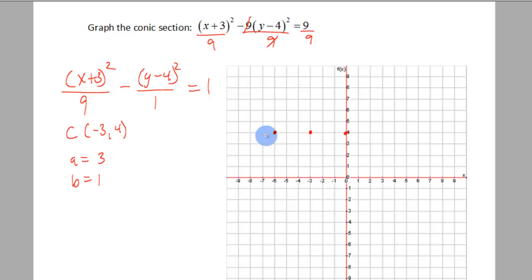I can draw it almost right now, but what I need to do is get those asymptotes in. And how I do that is by using the b value. Now I go up here and just go up 1 and down 1. Then I can create a box. Okay? Let's use this blue color here and create this box. I create this little box that it forms, this rectangle. The reason why I do that is because the asymptotes go through the center and out the sides.